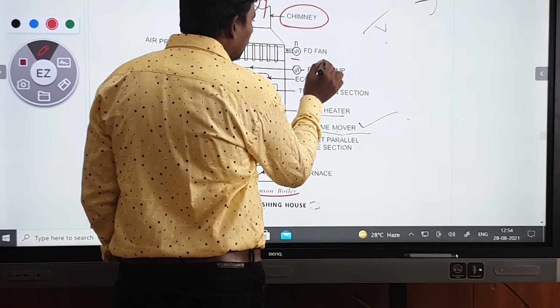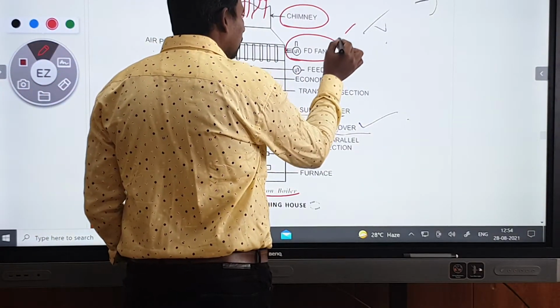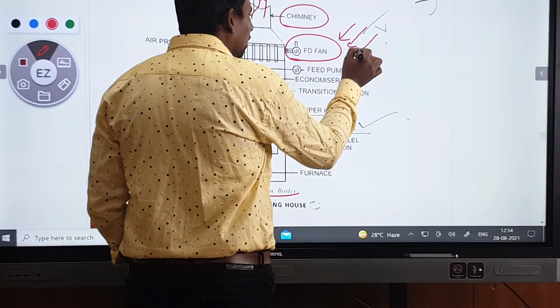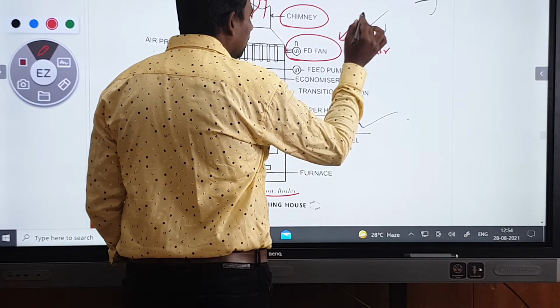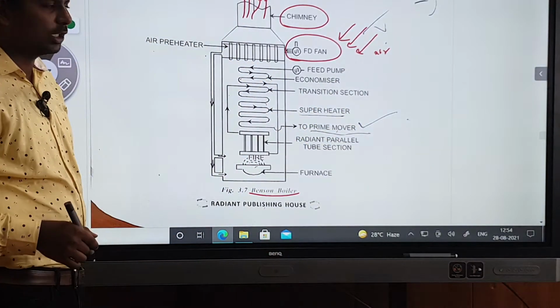Next one is the function of a fan. The function of a fan is to collect the air.